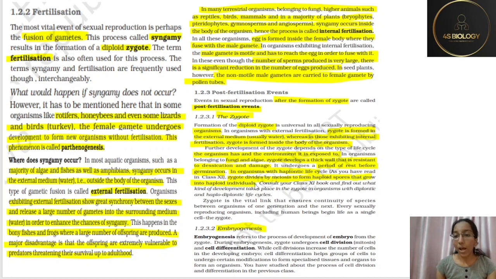That grows into a haploid individual. Okay, zygote is the vital link. This is an important definition of zygote also. It will be asked in boards as well as in NEET. Zygote is the vital link that ensures continuity of species.